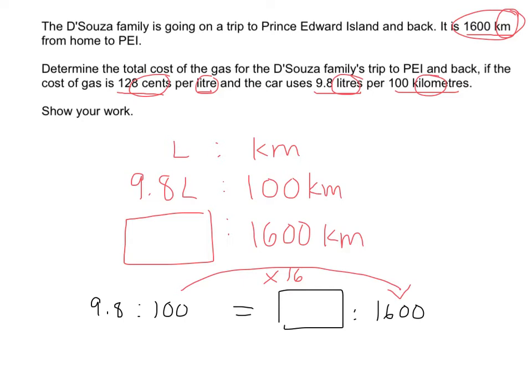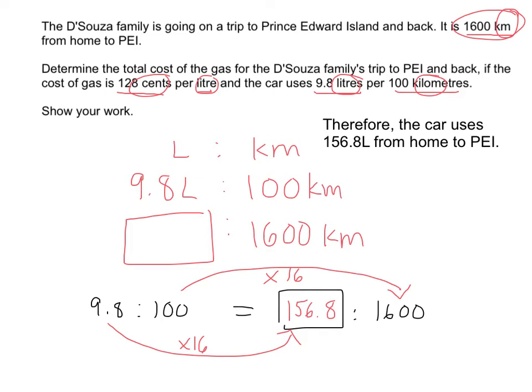If I multiply the second terms by 16, what do you think we need to do to the first terms? In order to keep this situation proportional, we would also have to multiply the first terms times 16. So 9.8 times 16 is equal to 156.8. Therefore, the car uses 156.8 liters from home to PEI when it travels 1,600 kilometers. So what do we need to do next? Well, we need to find the cost of the gas.